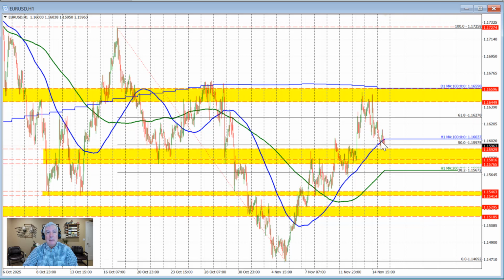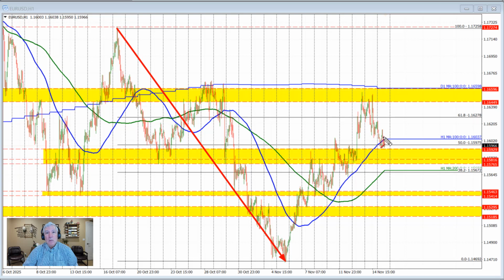And the price moved back down in trading on Friday and into today, and has seen the price extend below the 100-hour moving average. That's this blue line right here. That level comes in at 1.16037. We also fell back below the 50% retracement of this last move to the downside, which took the price from this high right here down to the low price right there, and 50% comes in around just under the 1.16 level.